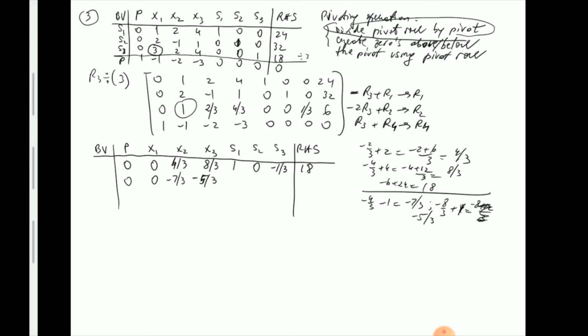All right, moving on. Minus 2 times 0 plus 0 is still 0. Minus 2 times 0 plus 1 is 1. Minus 2 times 1 over 3 plus 0 is minus 2 over 3. And then minus 2 times 6 plus 32 makes it 20. Pivot row stays the same.